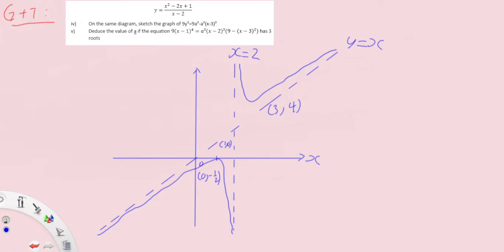Hey everyone, in our third example of finding intersection, we have this question. So we have y equals x squared minus 2x plus 1 over x minus 2. And before that, they actually had a few parts, and one of them is sketching, so I've already sketched it for you.